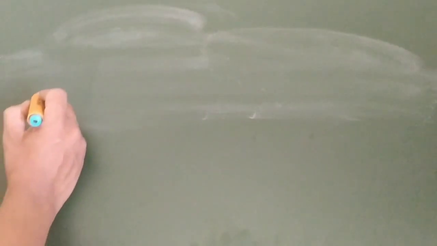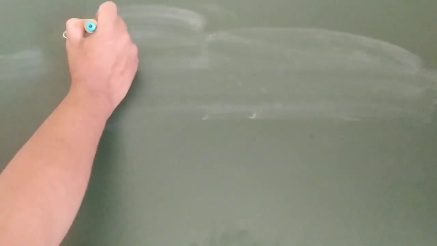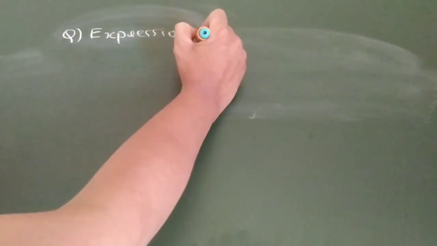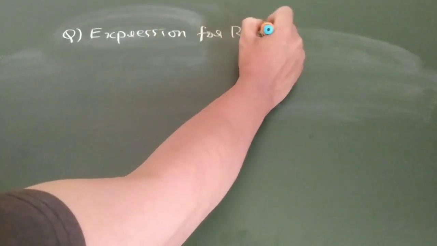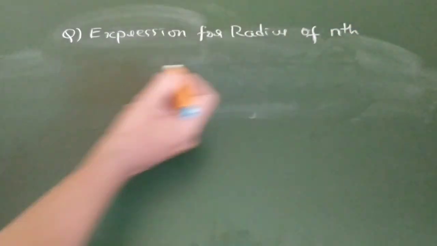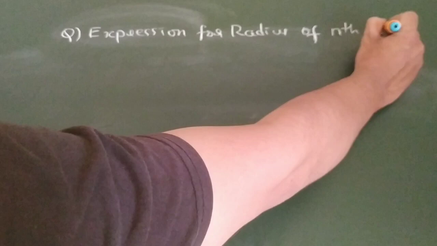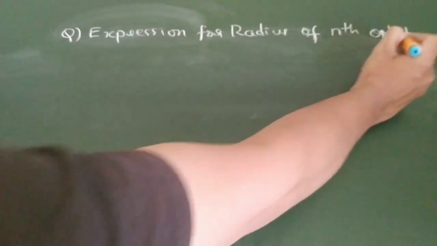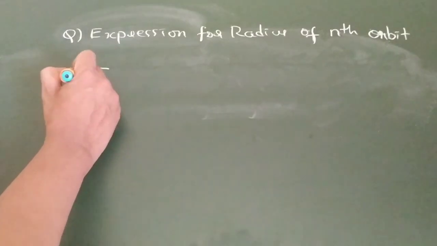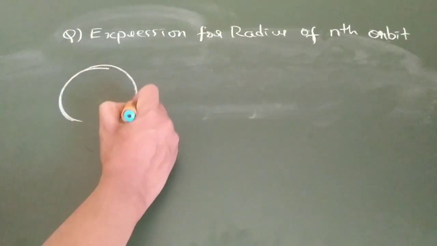So let me take it here. This was the question: expression for radius of nth orbit. Now, first of all, in this derivation, we'll take the structure of an atom. I am making the structure of an atom.